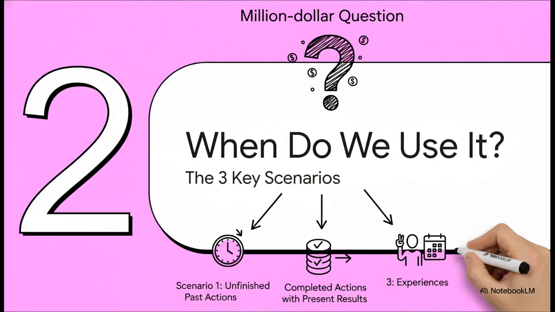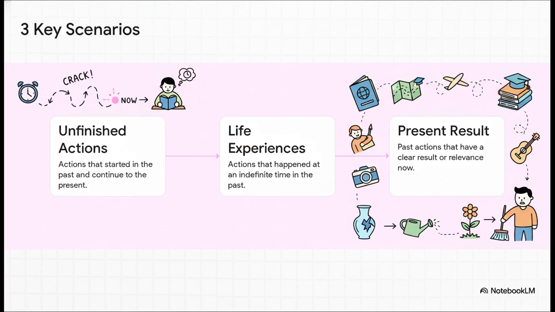Okay, so we know how to make it. But here's the million-dollar question. When do we actually use it? Well, the good news is it really just comes down to three main situations. Let's break those down. So here they are, the big three. Number one, for unfinished actions. These are things that started in the past but are still true or still happening now. Two, for life experiences. This is when you're talking about something you did but the exact time isn't mentioned or important. And three, for a past action that has a really clear result in the present. If you can keep these three scenarios in your head, you're golden.